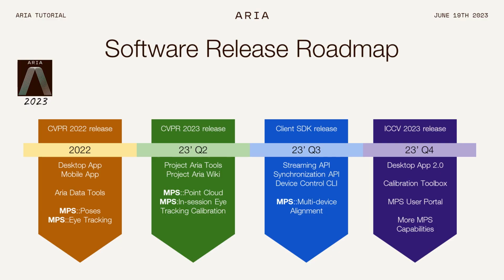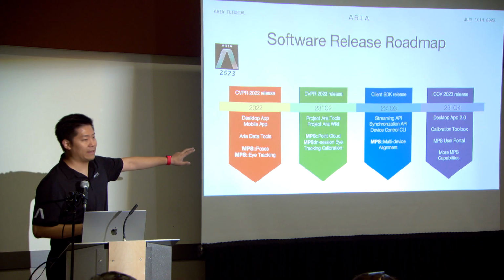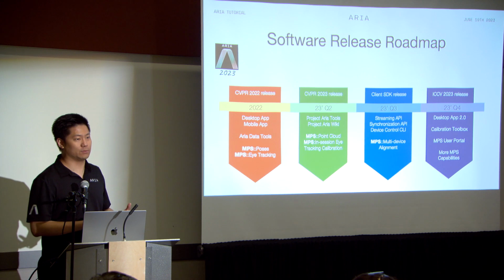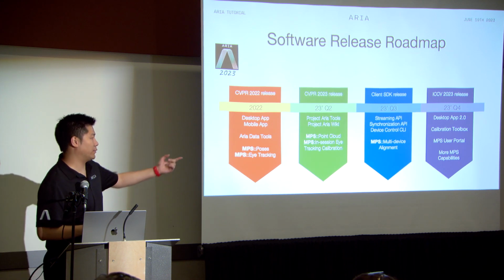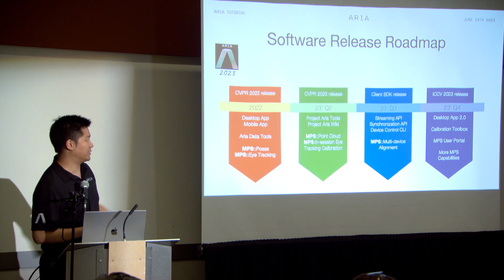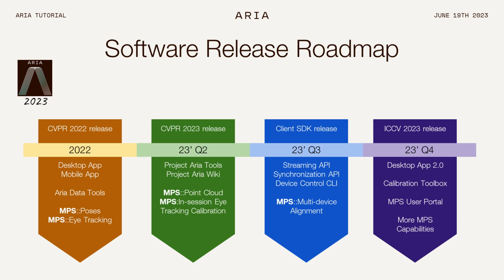I want to give you a high-level software release roadmap so you understand what is coming and when, right? In 2022, we released a set of pre-built desktop tools, mobile apps, and a set of data tools, very basic ones, to load the data and visualize it. And we released head poses and eye tracking. At this CVPR, if you go to the website, you will see our current release. That is a set of Aria tools from the previous slides that is already available. You can use it today. We have the Aria wiki that is available right now if you go on the website.